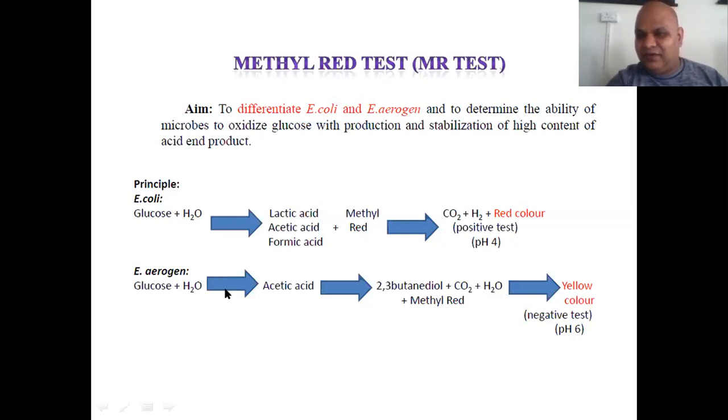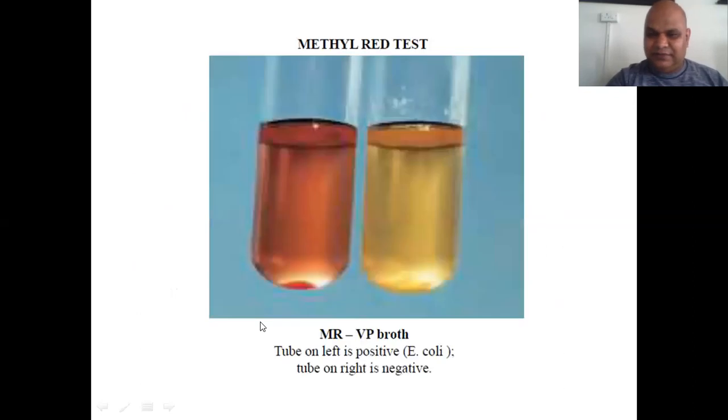isn't capable of converting the glucose into an acid. Okay, you can see the pH over here is 4 and the pH over here is 6. Okay, so this is a far more acidic environment. So that's why we can assume that this particular microorganism can convert glucose into the high-end acid as compared to E. aerogenes. Okay, so you can see the left tube is positive for E. coli, reddish coloration, while there is a yellow coloration which shows that there isn't the production of any specific acid.